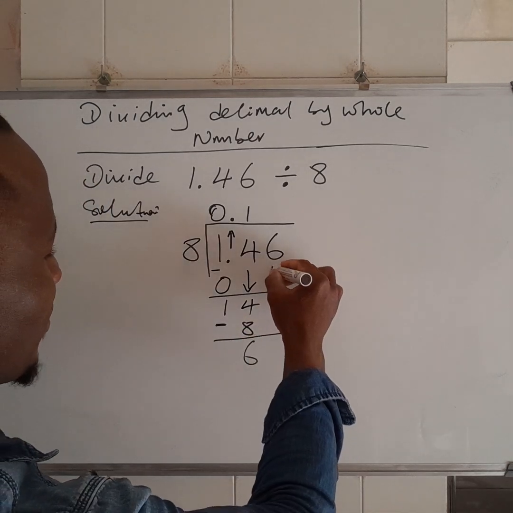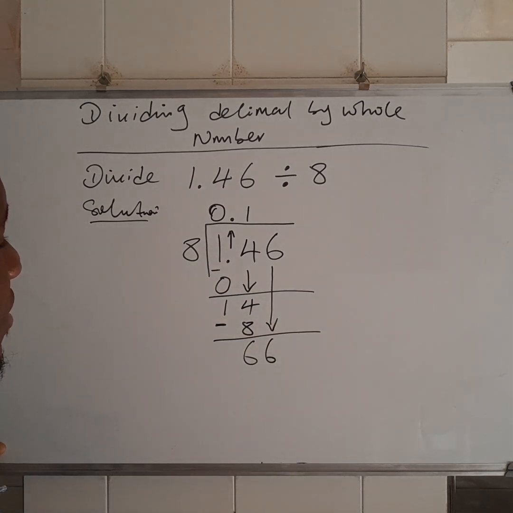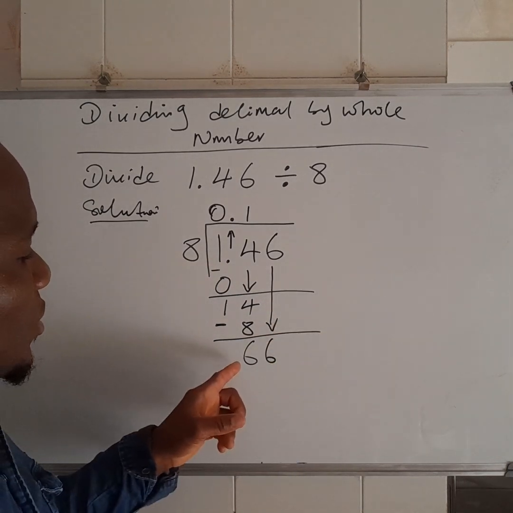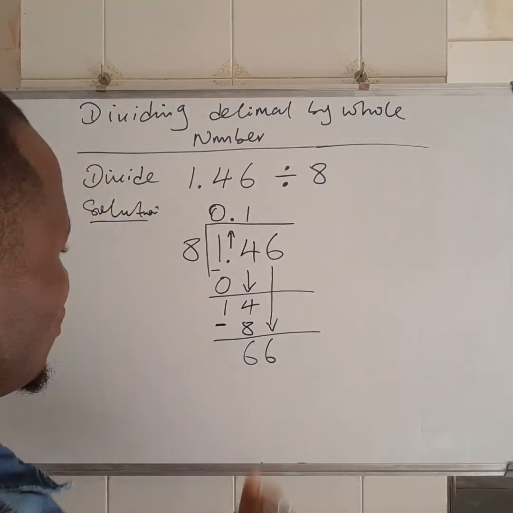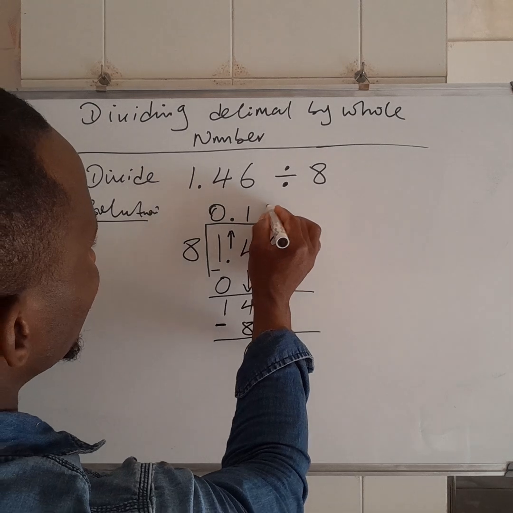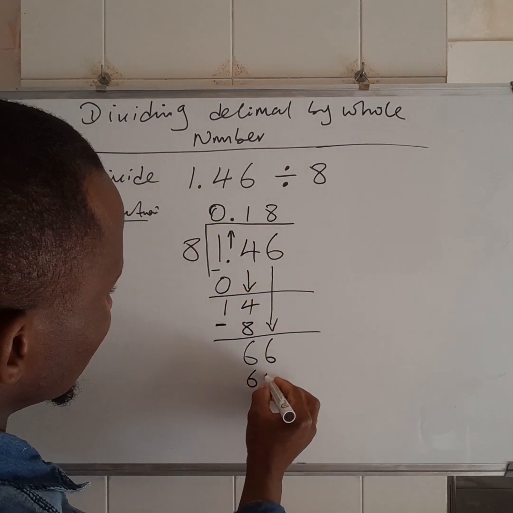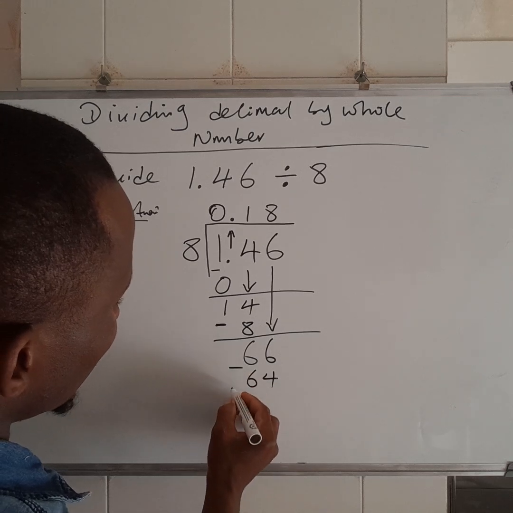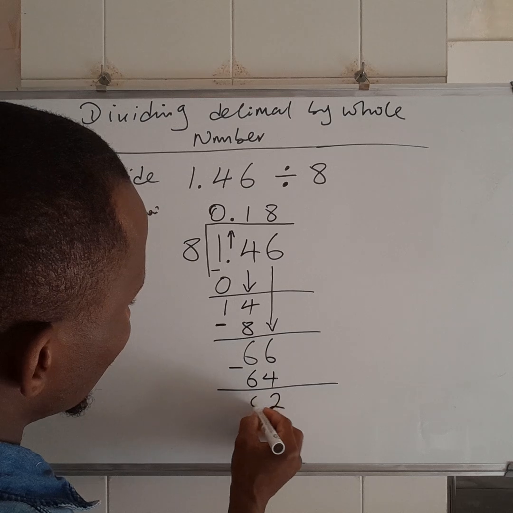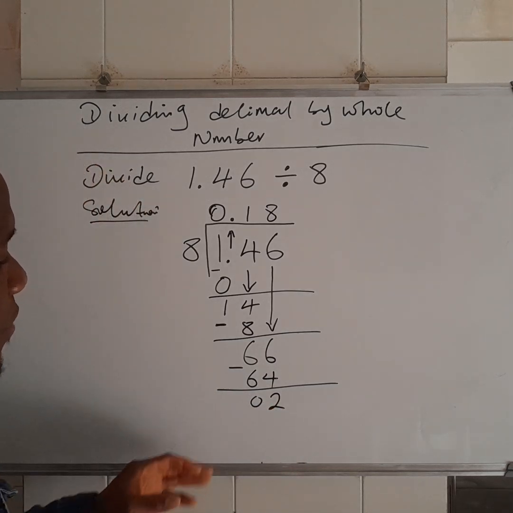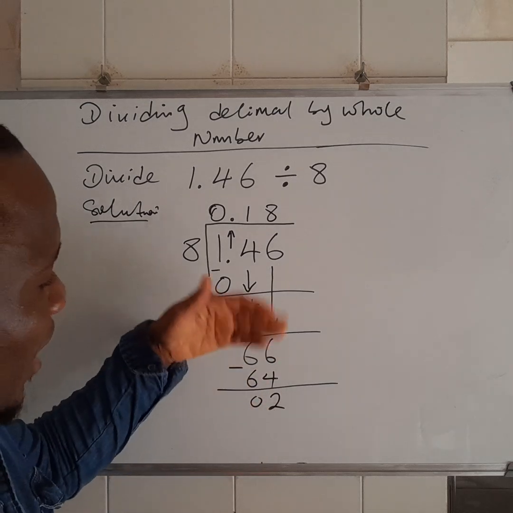Of course, there is something to bring down. Bring down 6. So this becomes 66. All right, how many times does 8 go into 66? It is 8 times. All right, so you put your 8. 8 times 8, of course, is 64. All right, so when you subtract, you have 2. Then here is 0. Okay, so from here, you will observe that this is the remainder, but we have to continue.